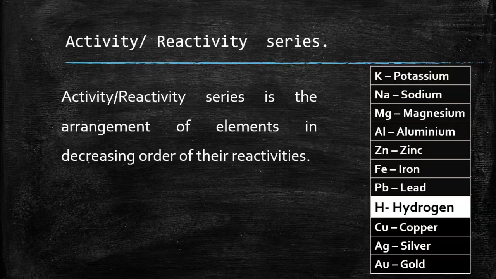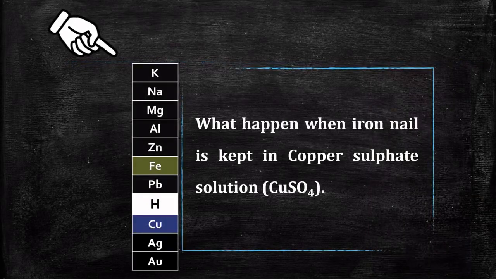With the help of the reactivity series, let us solve those questions from before. So here the first question is: what happens when an iron nail is kept in copper sulfate solution? As we can see in the reactivity series, iron is above copper, which means that iron is more reactive than copper. Therefore, iron will replace copper in the copper sulfate solution.